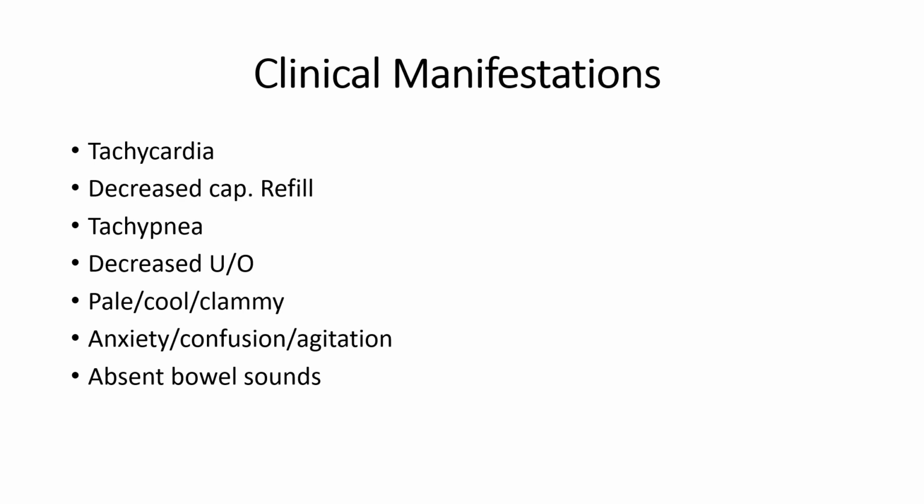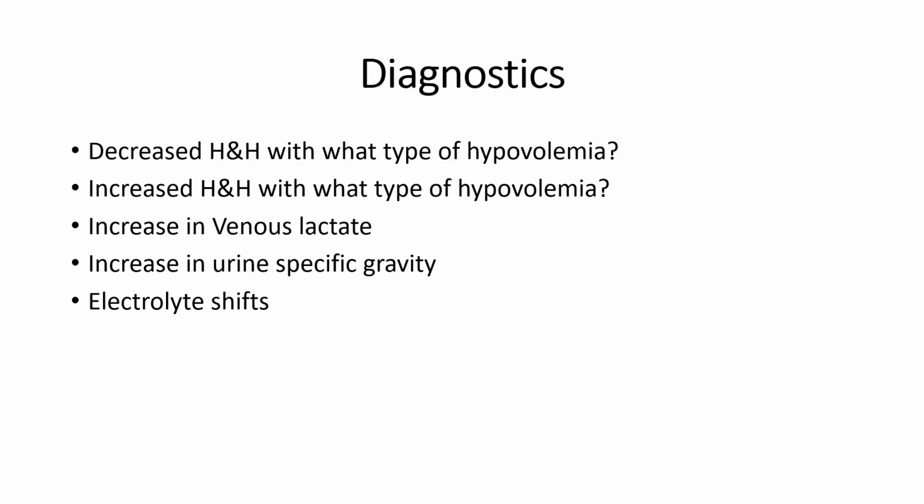We're going to look cool, or we're going to feel cool. We're going to look pale, maybe clammy. Again, think about poor perfusion to your brain: anxiety, confusion, agitation. Think about everything that goes on with each organ system. And if you have poor perfusion to whatever organ system, what's going to happen? And we talked about the absent bowel sounds. So pretty interesting, and I know you guys are going to get this.